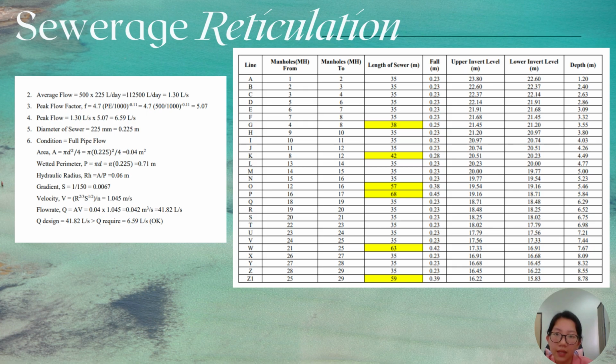The diagram beside shows the distance, the length of sewer from each manhole to another manhole, from manhole 1 to manhole 29. And it also shows the flow, upper invert level, lower invert level, and also the depth. So that's all from me. Thank you.